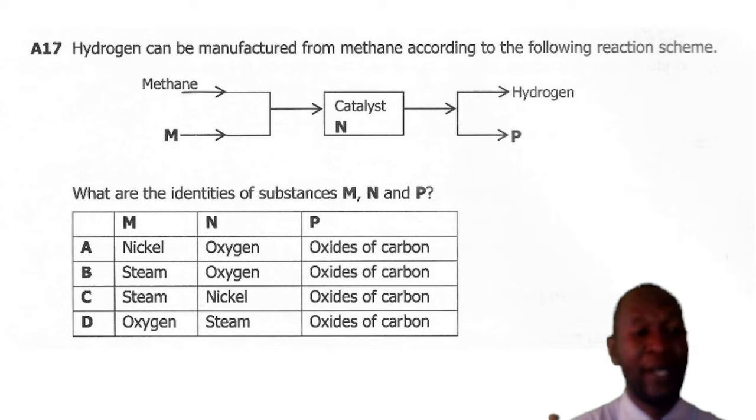A17. Hydrogen can be manufactured from methane according to the following reaction scheme. What are the identities of substances M, N, and P? So here the reaction is steam reforming. So the correct answer here is C. M is steam. The catalyst used is nickel, and the products formed are hydrogen as well as oxides of carbon. So the correct answer is C.